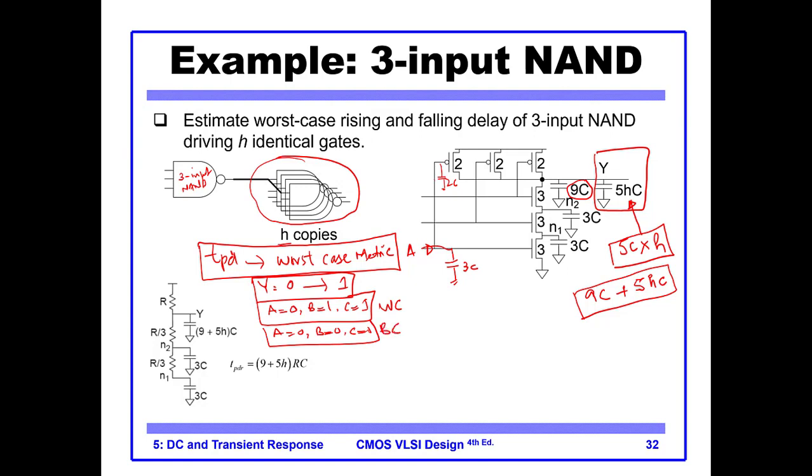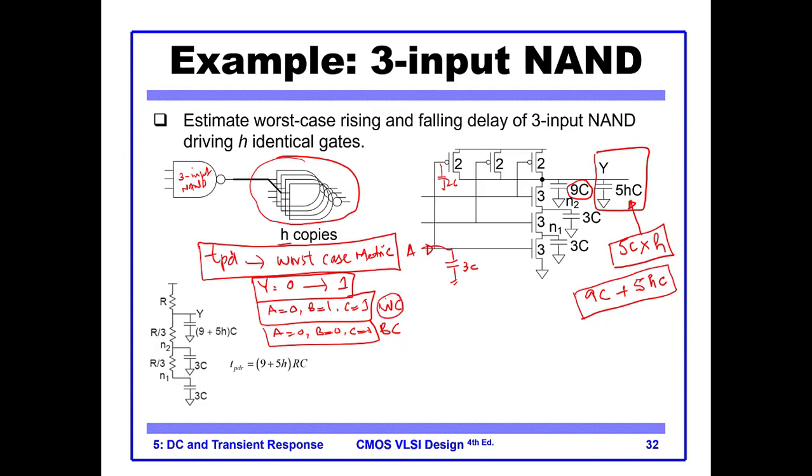Why is this the best case? Because this means that all the PMOS are turned on. So imagine if all the PMOS are turned on, the VCC is very strongly driving the output. But if you have one PMOS turned on, then the VCC is not very strongly driving the output. So this is the worst case.